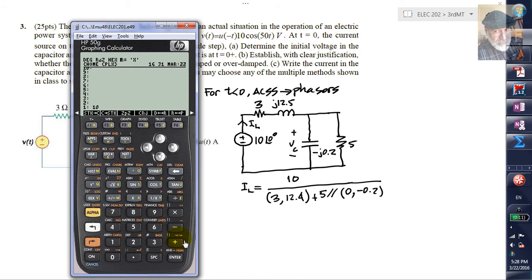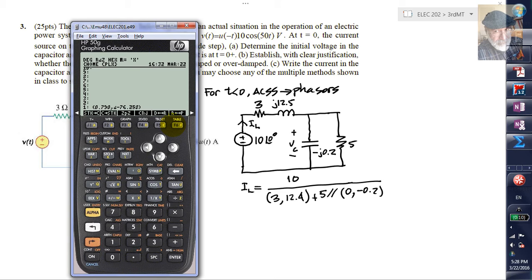We begin by entering the value of the source, 10 volts, and then the impedance 3 space 12.5, make a complex number of that, and now 5 ohms, enter, and 0 with 0.2 negative, make that a complex number, put them, now they are in parallel, like so, and then in series, and then divide. That is the current in the inductor as a peak value phasor.